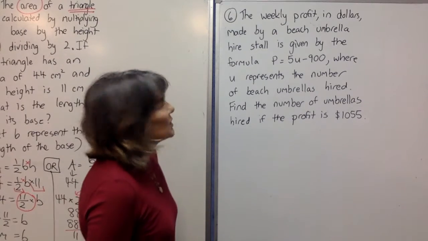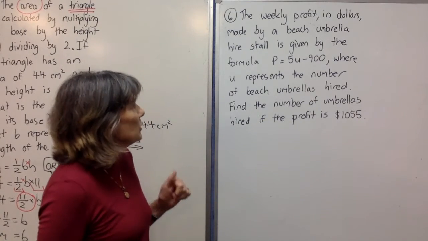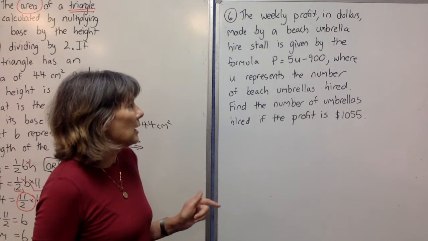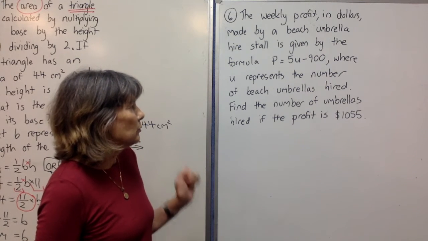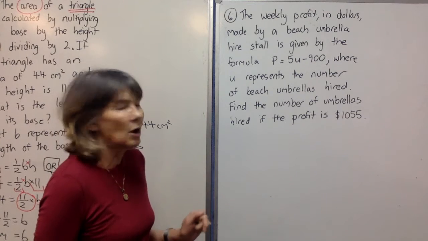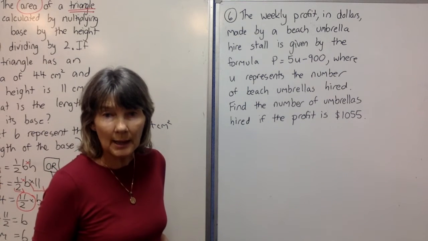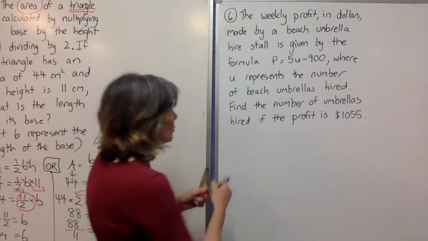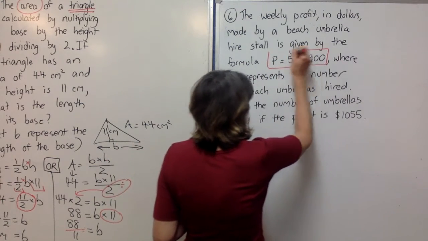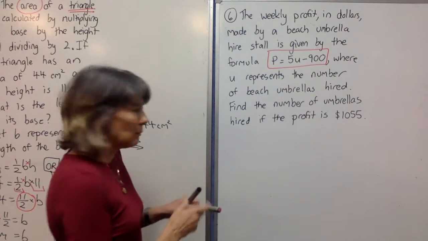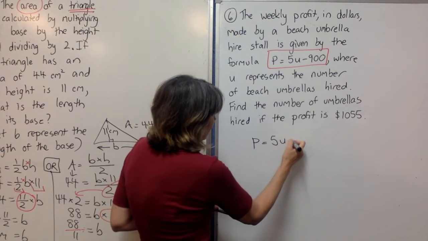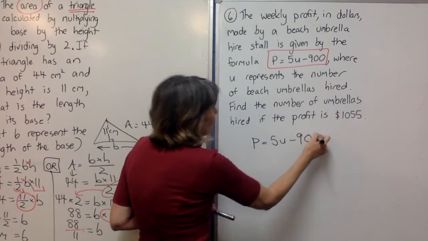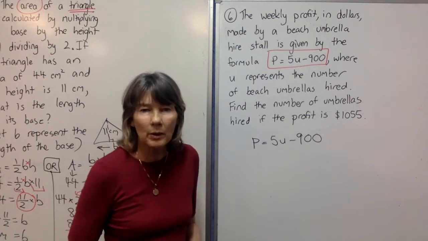So they've said to you, the weekly profit in dollars made by a beach umbrella hire store is given by the formula P equals 5U minus 900, where U represents the number of beach umbrellas hired. That's a lot to take in, but you can all see the formula. There it is. Right, so just put a big red box around it and let's write it down.